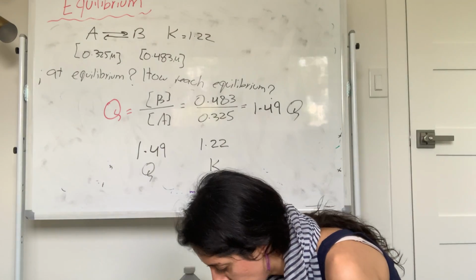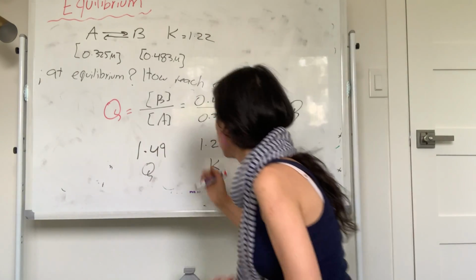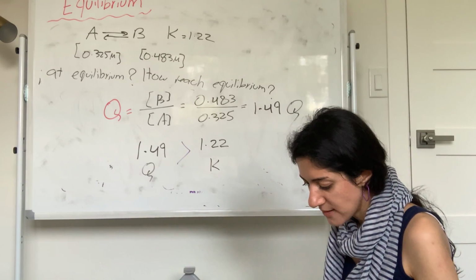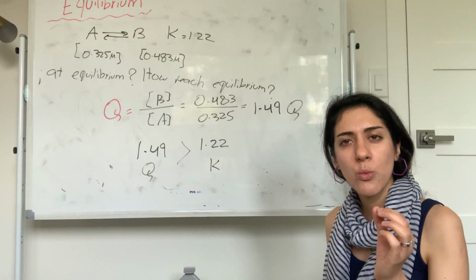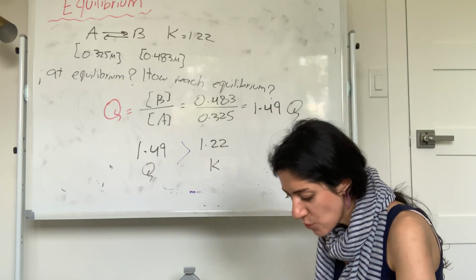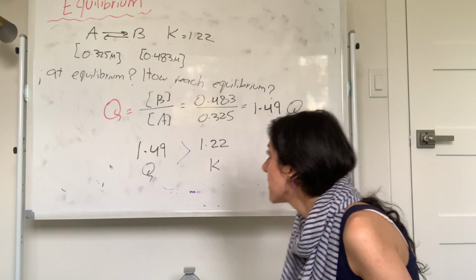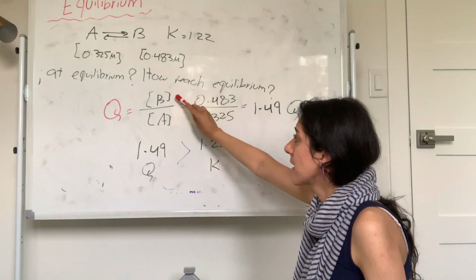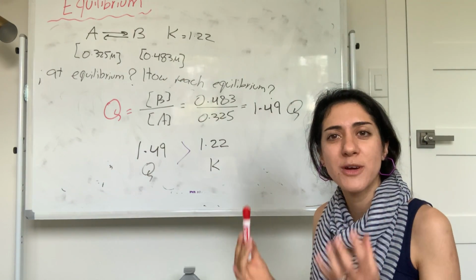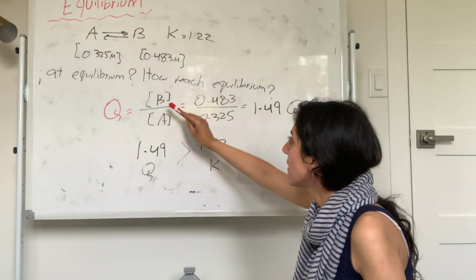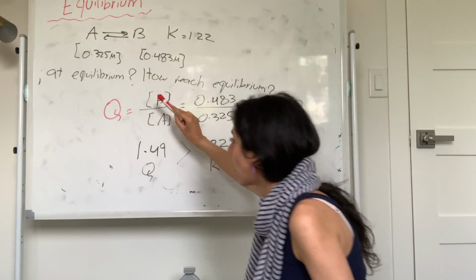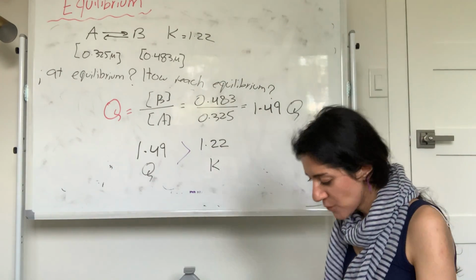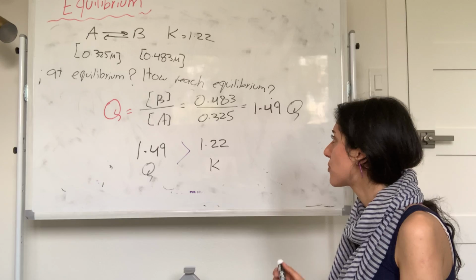What can you tell me about my Q? My Q is bigger than K. So are we at equilibrium? We're not. Now, if the Q is bigger than K, remember, Q is product over reactant. That means I have too much of the product, too much B. This is why this is a larger number. So what that means is I have too much product.